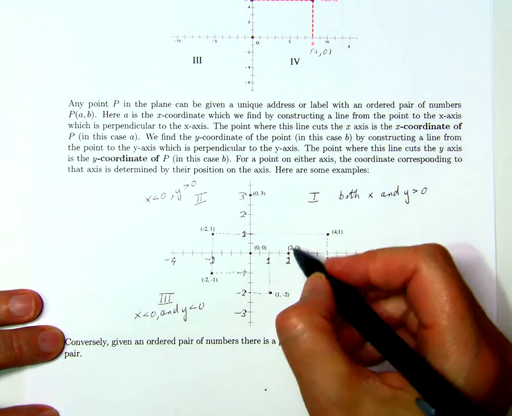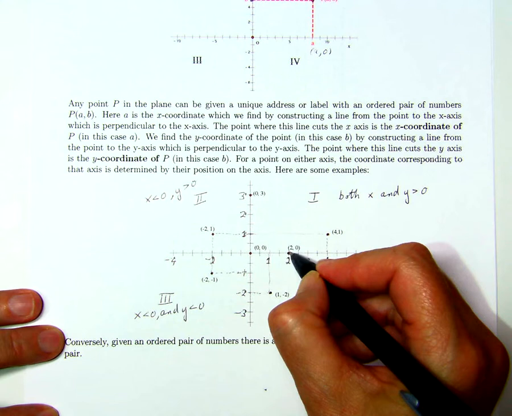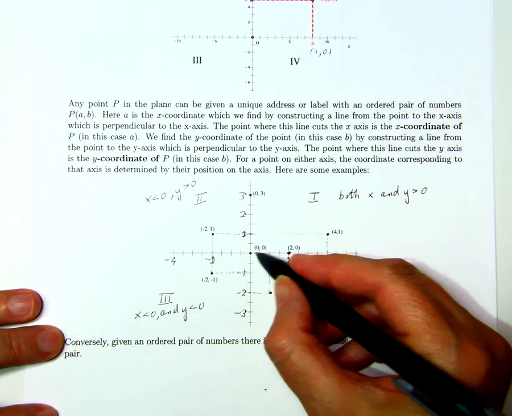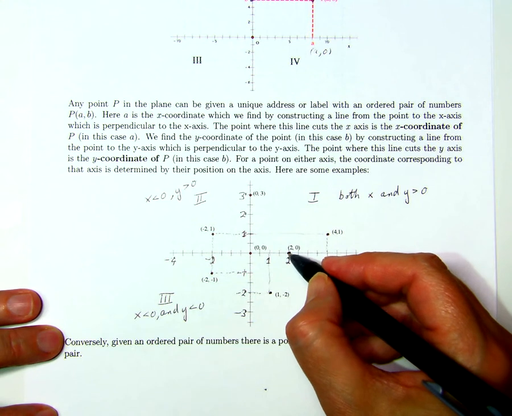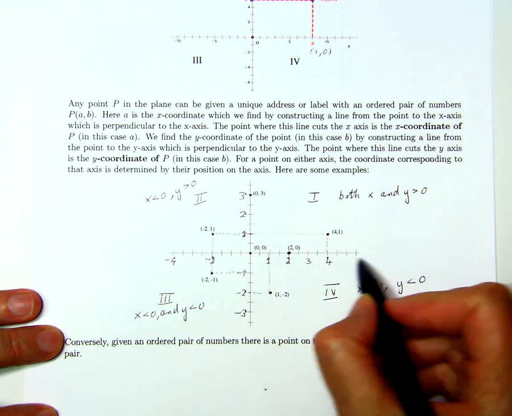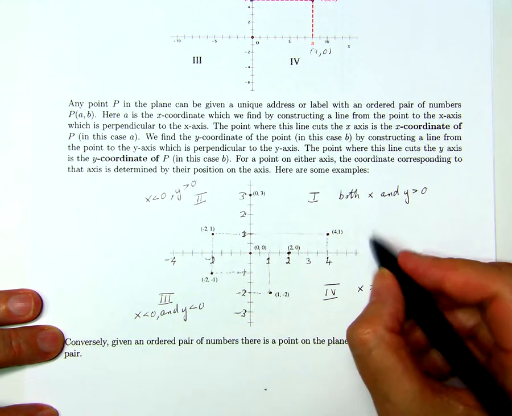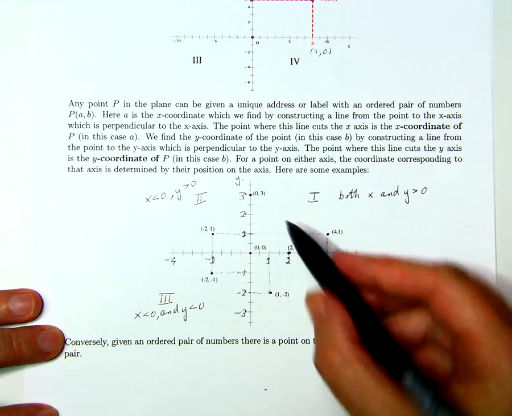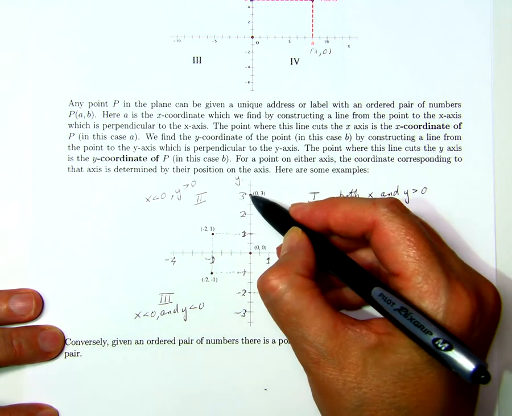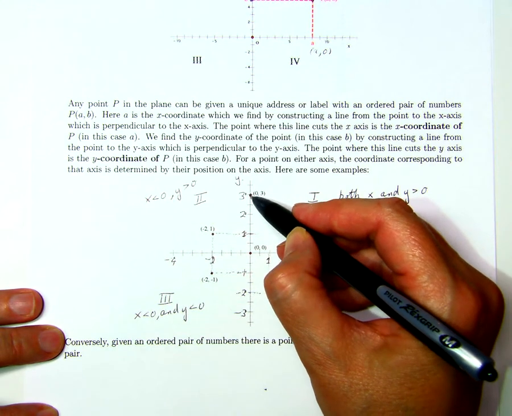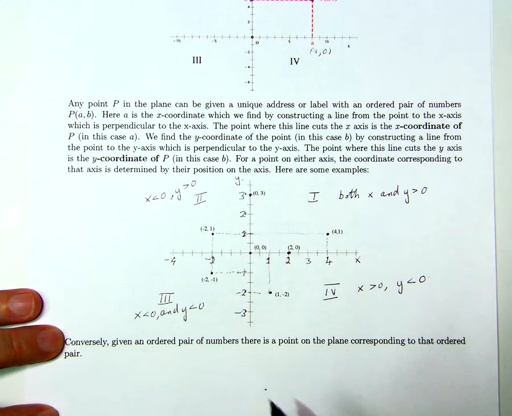Notice also these points on the x-axis. The x-coordinate is 2. That's how many units it is from the origin on the x-axis, and its y-coordinate is 0. And this is true for all points on the x-axis. The y-coordinate is 0. For all points on the y-axis, the x-coordinate is 0, and the y-coordinate gives you the distance from the origin.